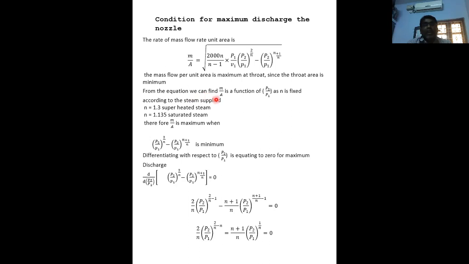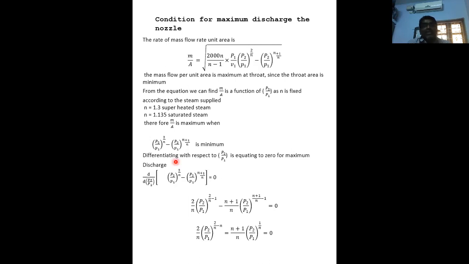From the equation we can find only the maximum and the minimum, and then we have to find the critical pressure ratio, that is P2 by P1. According to the steam supplied, n is equal to 1.3 for superheated steam, n equal to 1.135 for saturated steam, and n equal to 1.113 for wet steam. Therefore, m divided by A is a maximum when P2 by P1 power of 2 by n minus P2 by P1 power of n plus 1 by n is a minimum.